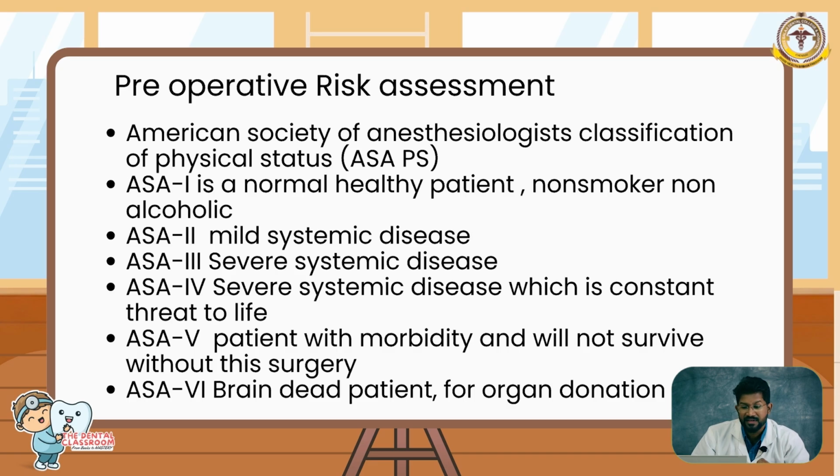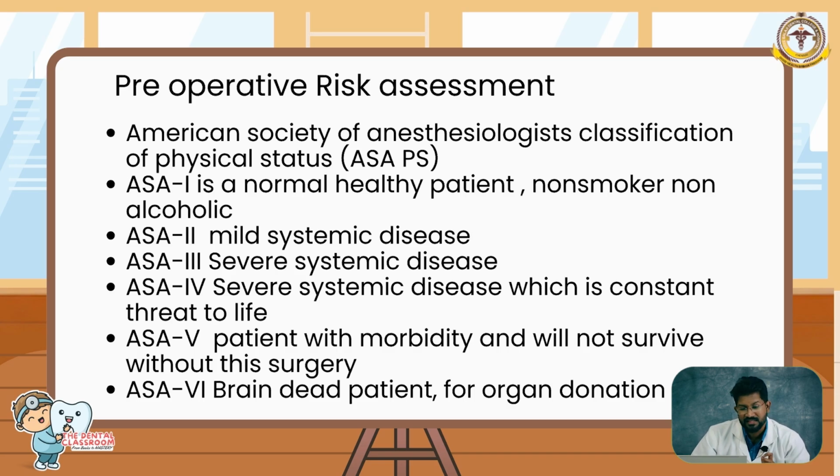ASA 3 is severe systemic disease, which means the patient is on proper medication, but the disease is in a fluctuating state. For example, a known diabetic on medication, but there is a fluctuation of sugar. Or a known hypertensive on regular medication, but there are BP drops and BP elevations on and off. So there is a severity of the systemic disease.